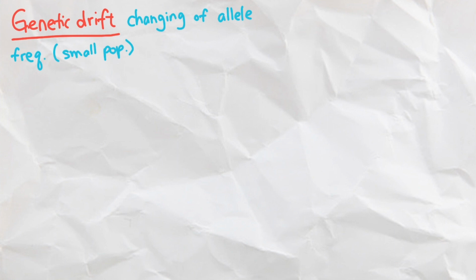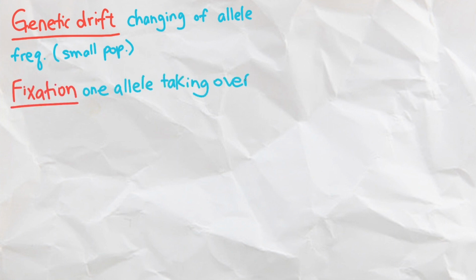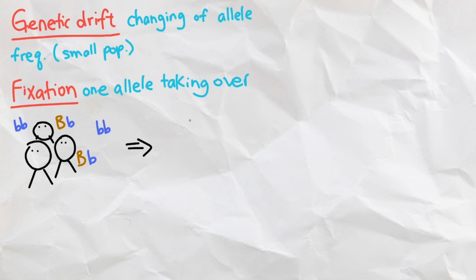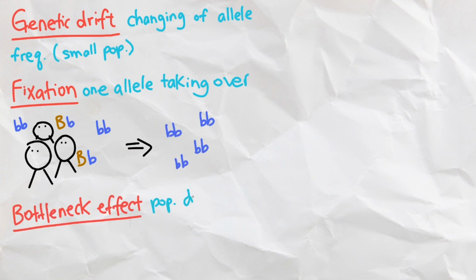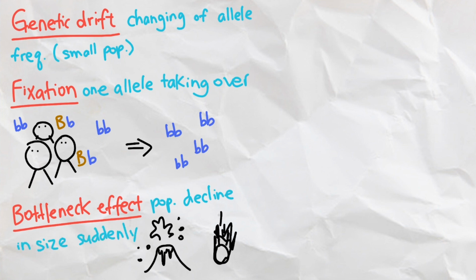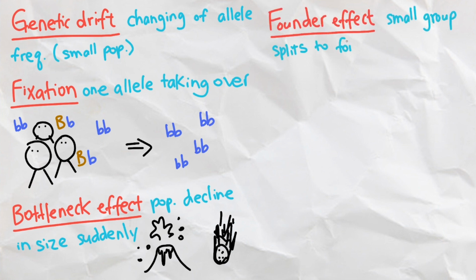Genetic drift is a change of allele frequencies in mostly small populations due to chance. Some alleles can become fixated or take over the entire population. For example, in a small population, the genotype for blue eyes can become fixated and everybody will have blue eyes in that population. Drift can be caused by the bottleneck effect, which is when a population gets sharply decreased in size from a natural disaster, for example, or caused by the founder effect, which is when a small group splits off from the main population to form their own colony.